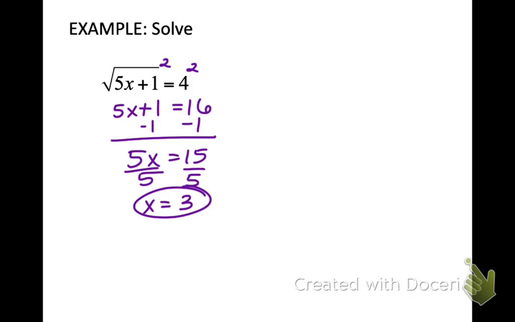5 times 3 is 15. 15 plus 1 is 16. Is the square root of 16 4? Yes, so we know that one's fine. All right, so let's do another one.